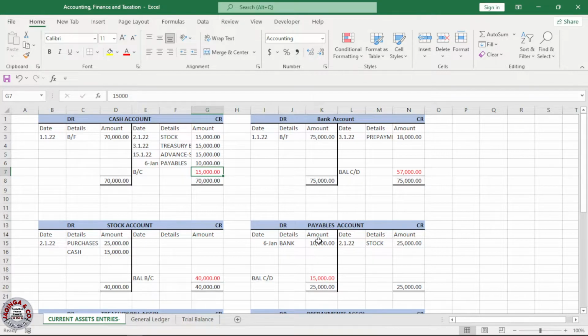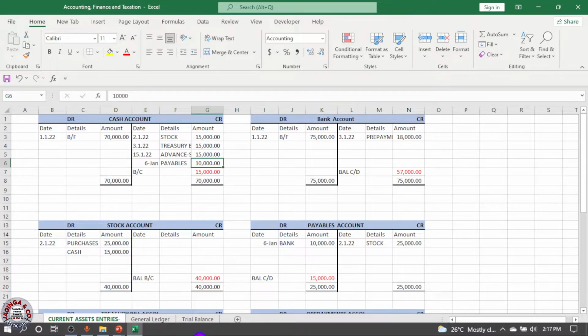Then we credited, we debited. Let me not confuse you. We credited the cash account by 10,000 and debited the payables account by 10,000. So payables was reduced by 10,000 by debiting, and the cash account was reduced by 10,000 by crediting. So when you credit an asset account, you reduce the value of that account, and when you debit the liability account, you also reduce the value of that account.